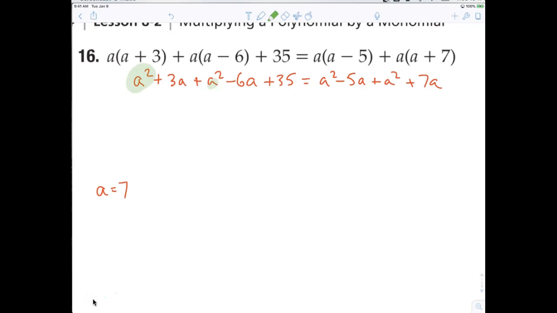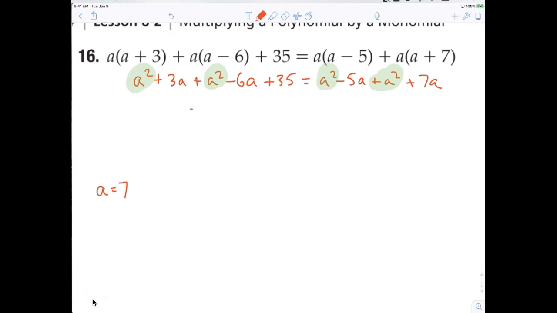This a squared, this a squared, this a squared, and this a squared all do what to each other? They cancel out. Because 1a squared plus 1a squared is 2a squared, and there's a 2a squared on the left and a 2a squared on the right. So what do they do to each other? Does anybody need an explanation of that? They cancel out. Does everybody agree? So now it's just about combining terms.